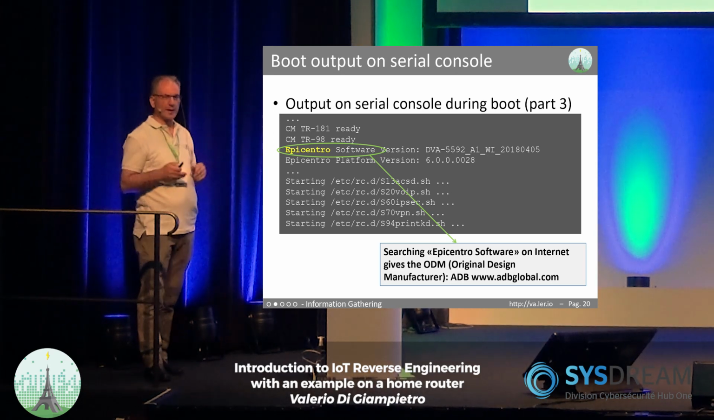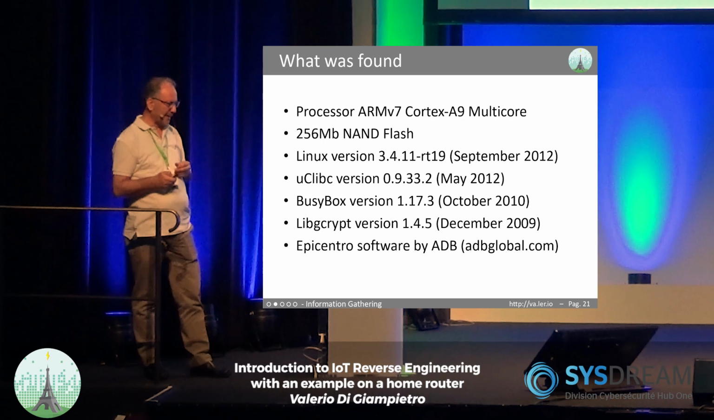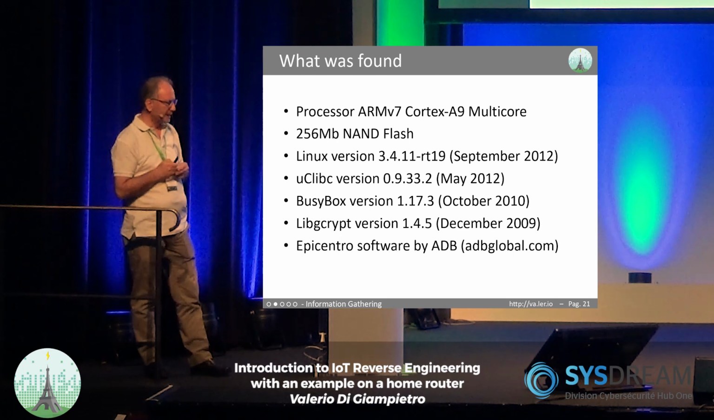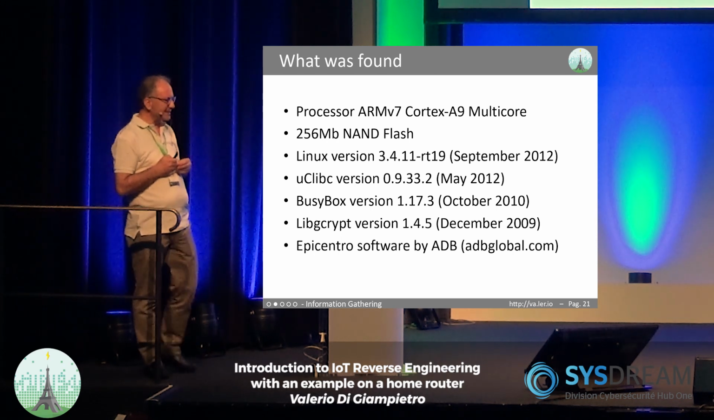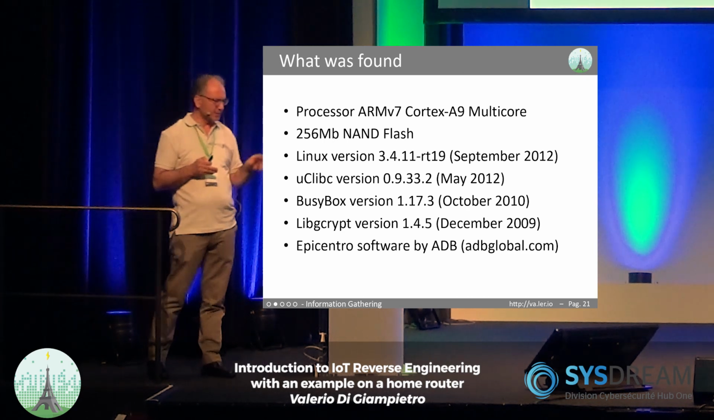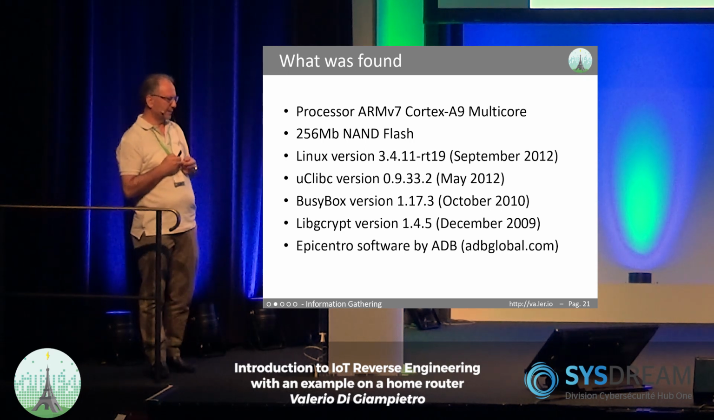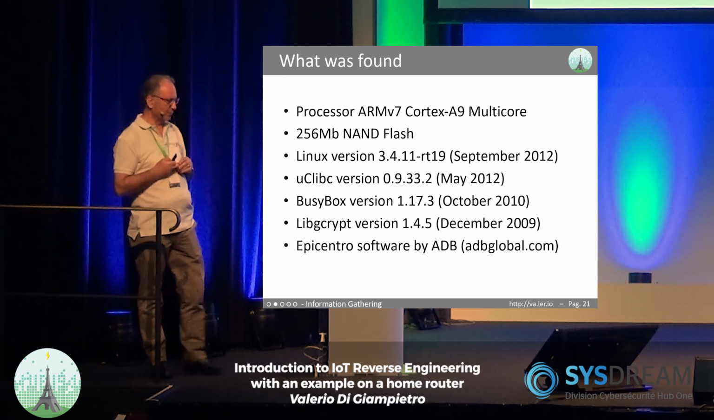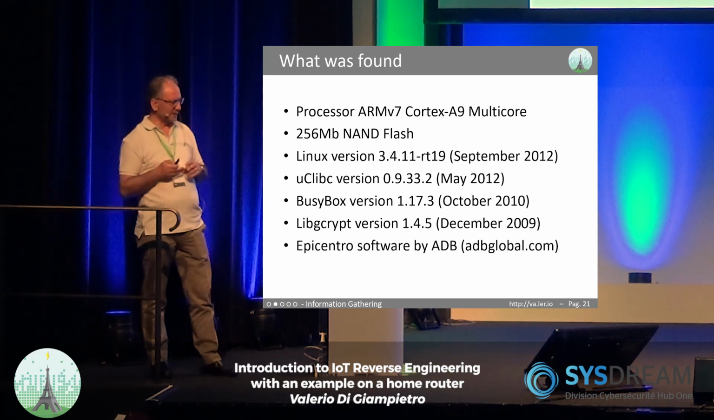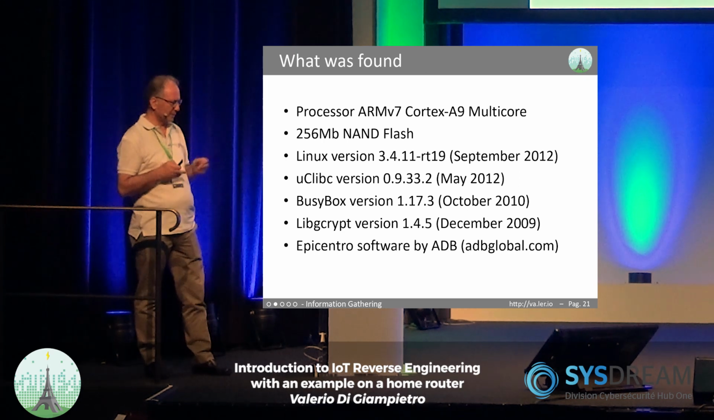So summarizing what we have found till now, we have found that our router is based on an ARM v7 Cortex-A9 multi-core processor that has 256 megabytes of NAND flash, that uses a Linux kernel that was released in 2012. This router started shipping in 2018, so it is a 6-year-old Linux kernel. We can also identify the version of other components, like musl libc was released in 2012, BusyBox in 2010, libgcrypt was released in 2009, and we also identified that the original design manufacturer was ADB.